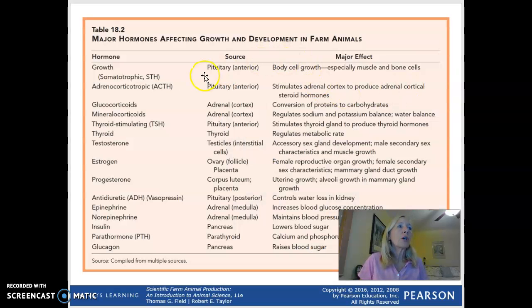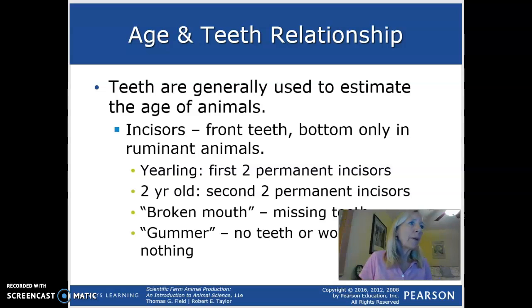Here's a chart that shows a lot of different hormones, the part of the endocrine system where they're produced, and the effect on the body. So you might want to look at that a little bit later. Coming up on the last slides, a kind of random slide, talks about the age and teeth relationship. So we talk about growth and development.